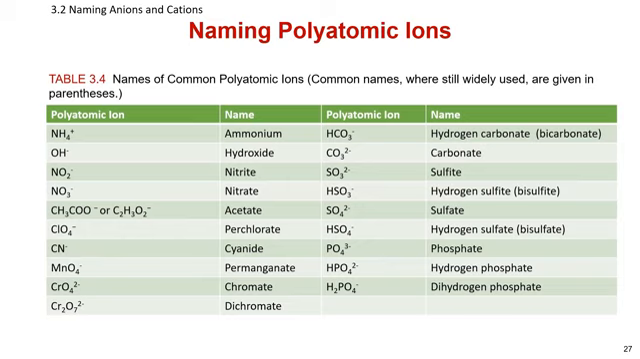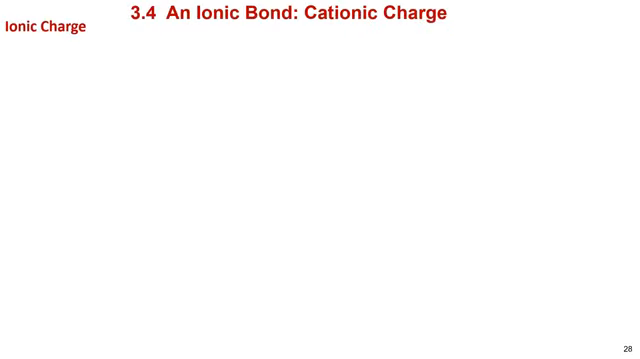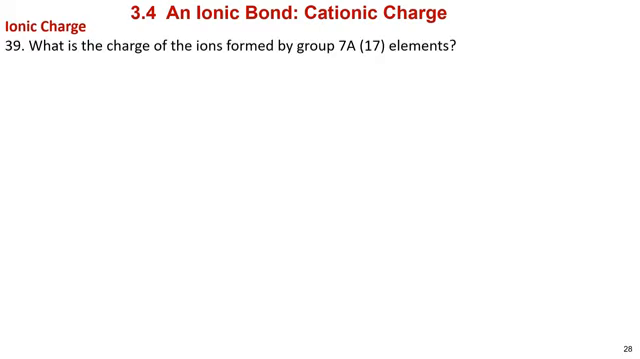Now we are coming to naming ionic compounds. You say the cation name first, then the anion name. For example, ammonium chloride. Chloride ion is negative. That's how we say the ammonium chloride name. From the formula, you can get the name.